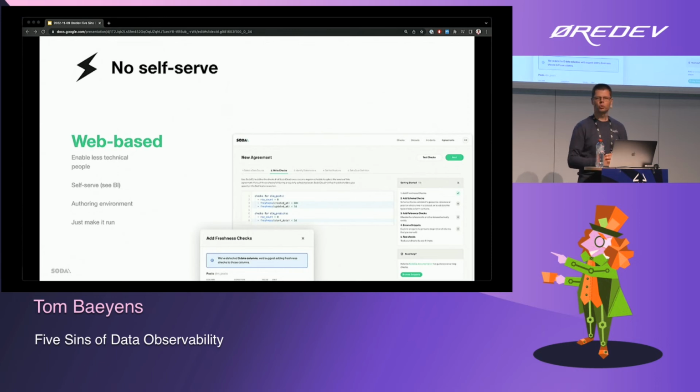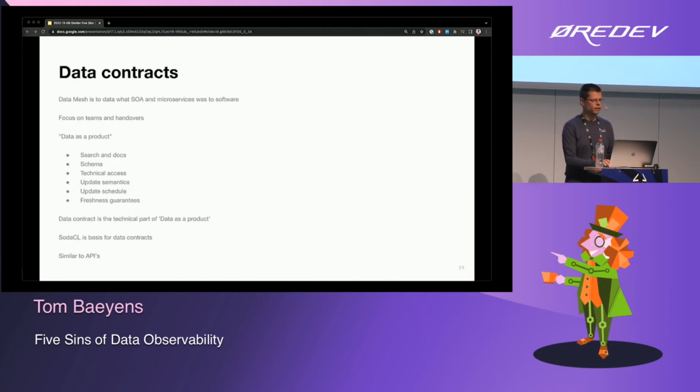And another sin is, of course, avoiding self-serve. This is quite crucial. As I mentioned, this enables the less technical people with self-serve. An authoring environment is important. And if you don't have this self-serve, you're going to skip all of this knowledge being checked, basically. Right. The next part is, and like this. Right. That was the part I was looking for.